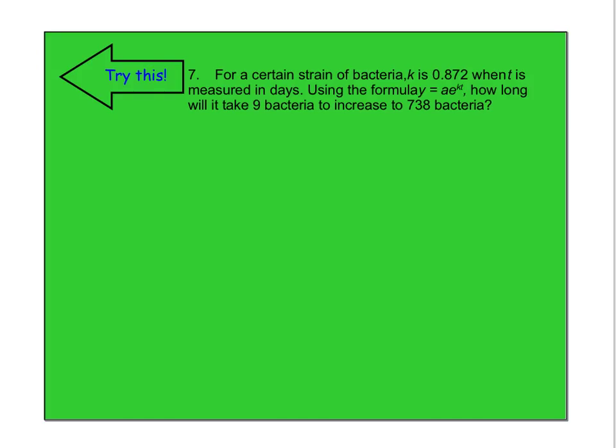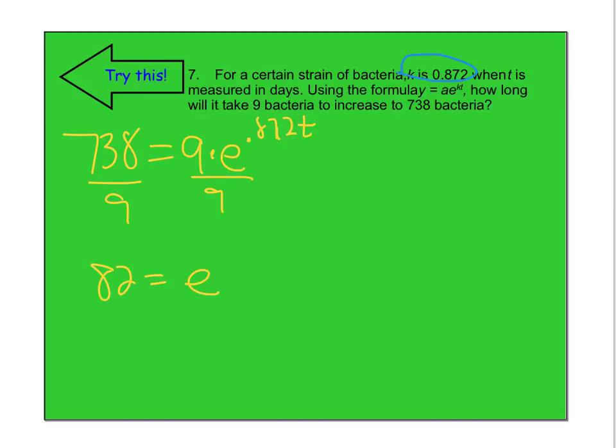All right, so for certain bacteria, k is 0.872. When t is measured in days, use the formula y equals a times e to the kt. How long will it take 9 bacteria to go to 738 bacteria? So initial starting amount, 9. e is e. k is 0.872. You're trying to figure out t. You're trying to figure out when that is going to become 738. Well, first step, divide by 9. So I get 82 equals e to the 0.872t.